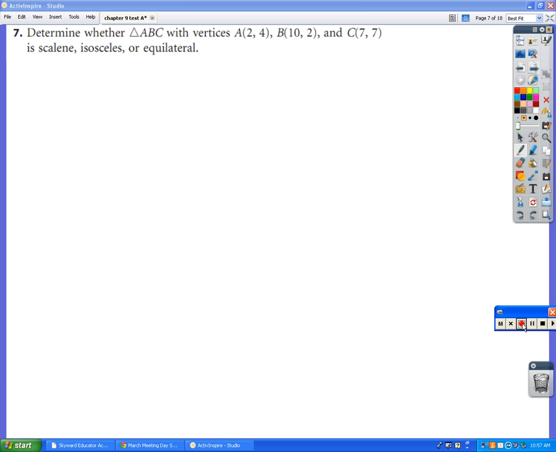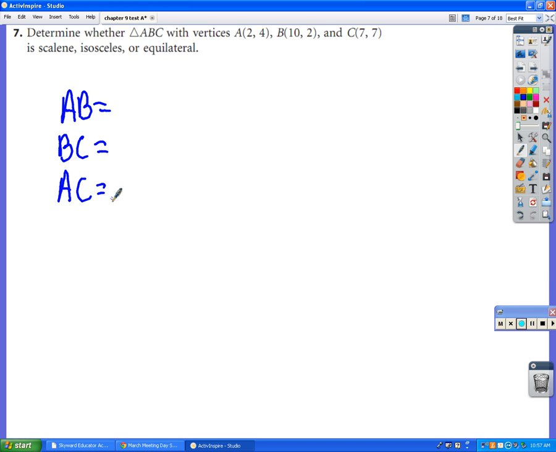All right, number 7 is sort of a pain. Because to determine what kind of a triangle that is, you use the distance formula, and we have to do it 3 times. We have to figure out what the distance from A to B is. We have to figure out what the distance from B to C is. And we have to figure out the distance from A to C also.